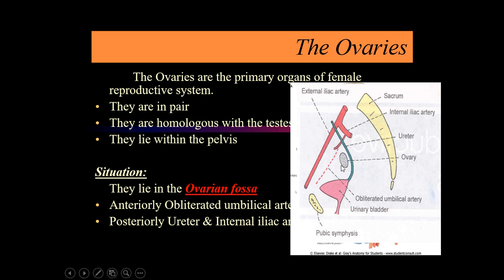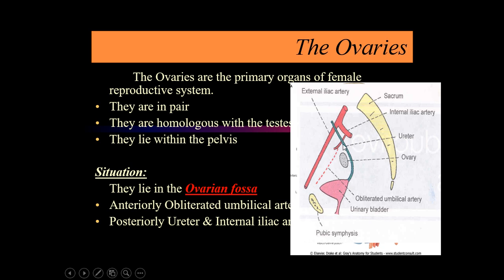So this is the picture seen from the lateral view, and you can see here this is the ovary. In the front we have a very important structure which is called the obliterated umbilical artery. This is the umbilical artery which has been obliterated after birth. In the fetus it will be functional, but after birth this becomes obliterated, and this is the obliterated umbilical artery. So this will be anteriorly placed.